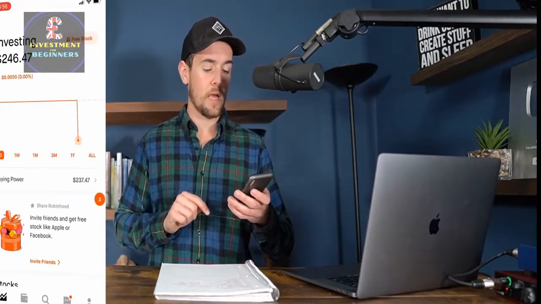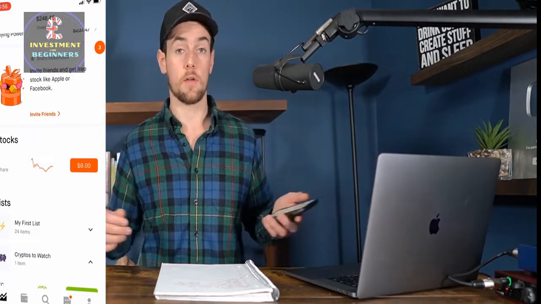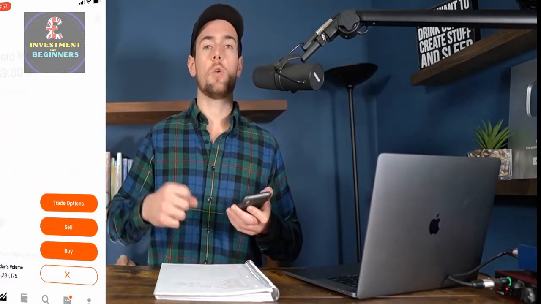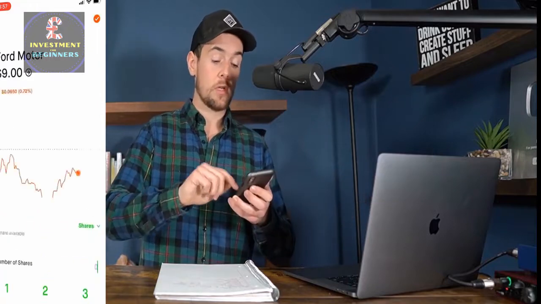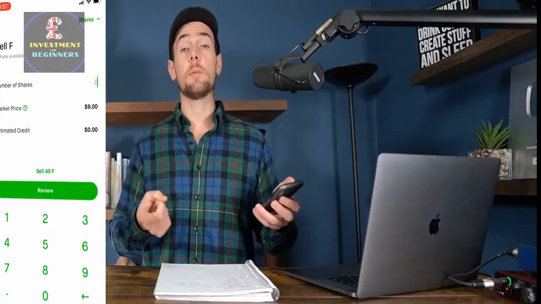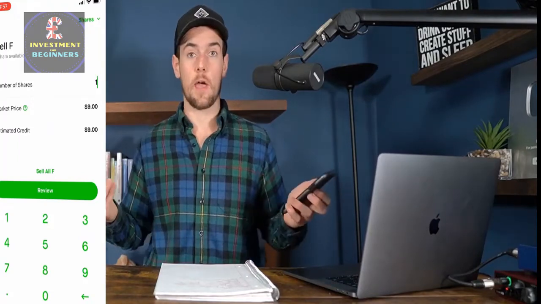So if we go to my homepage, you can see what stocks I own. I have my one share of Ford. And let's say I just decide, hey, I changed my mind. I want to sell this stock. You would click on that stock, and then you would click on the trade button, and then you have the option to sell at this point because you own shares of Ford. So you click on that sell button, and you type in how many shares you're looking to sell. I only have one, so we're just going to sell that one share.